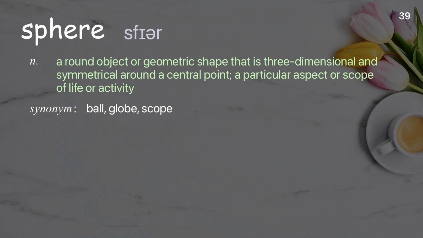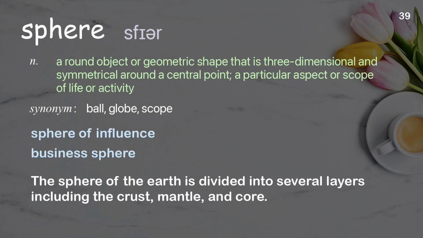Sphere: a round object or geometric shape that is three-dimensional and symmetrical around a central point; a particular aspect or scope of life or activity. Examples: sphere of influence, business sphere. The sphere of the Earth is divided into several layers, including the crust, mantle, and core.